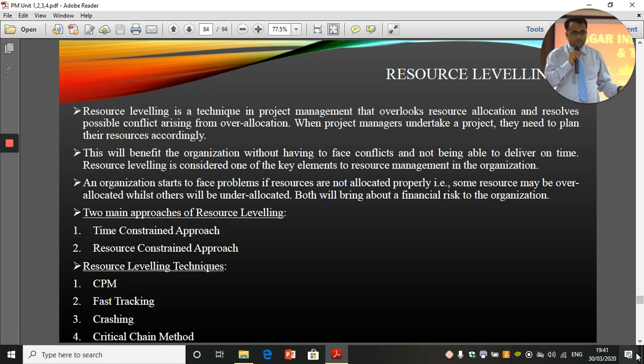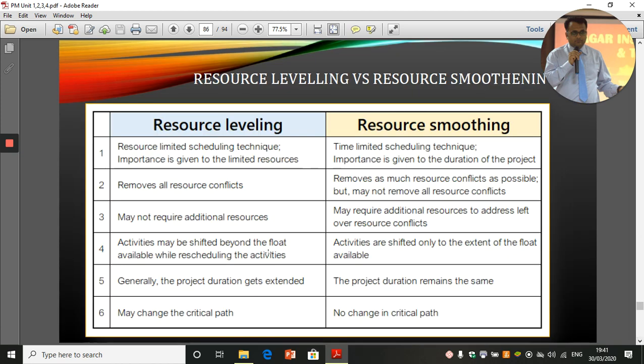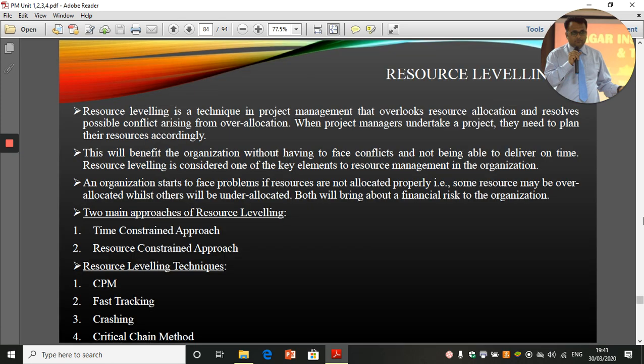Resource leveling techniques are CPM, fast tracking. I'm sorry, just hold on for a second. Fast tracking, crashing, and critical chain method.